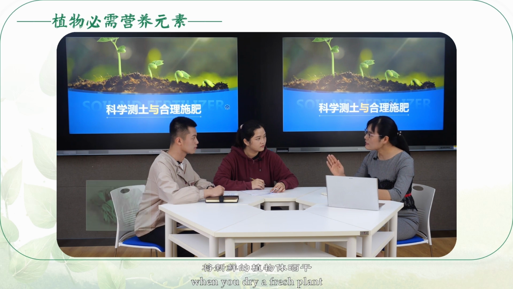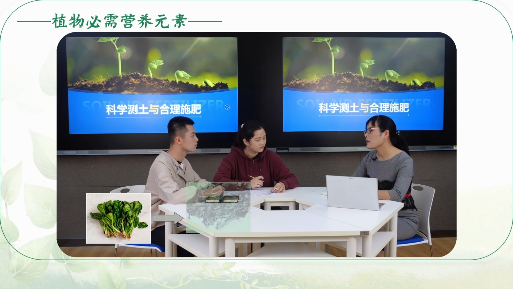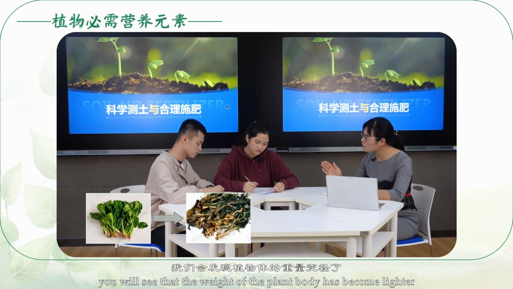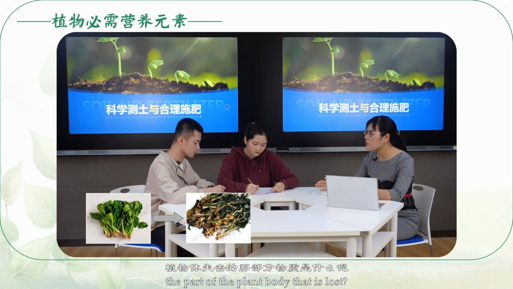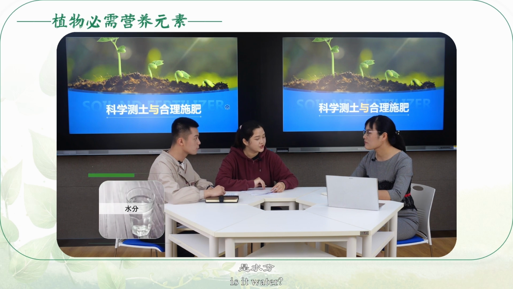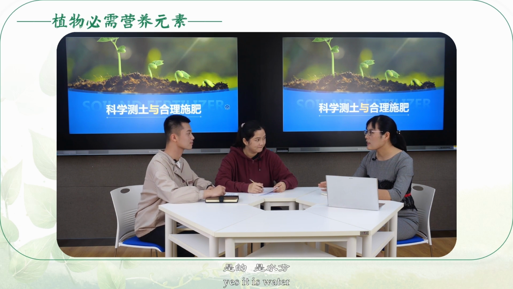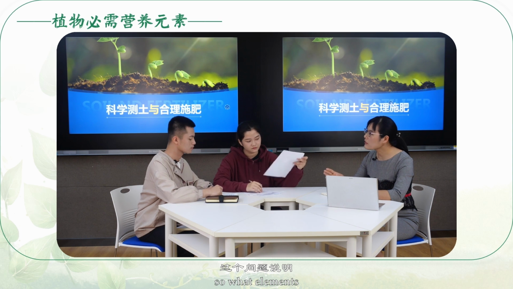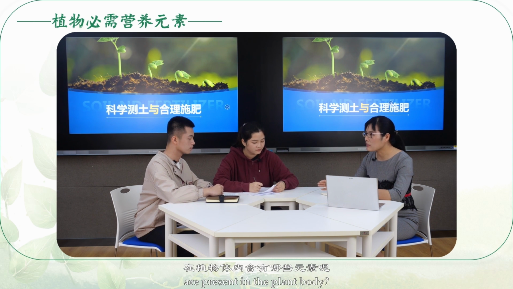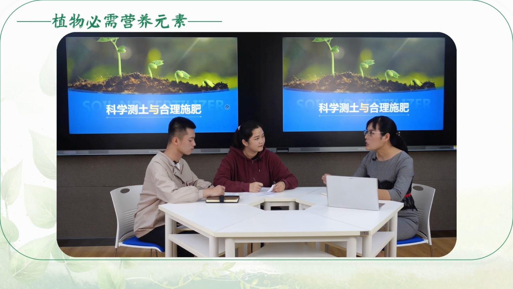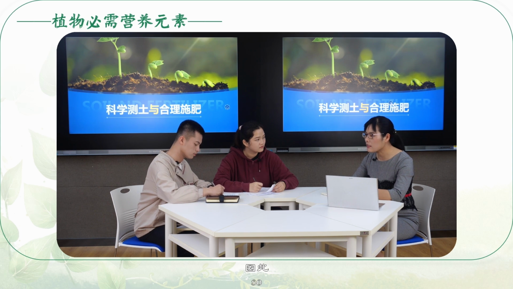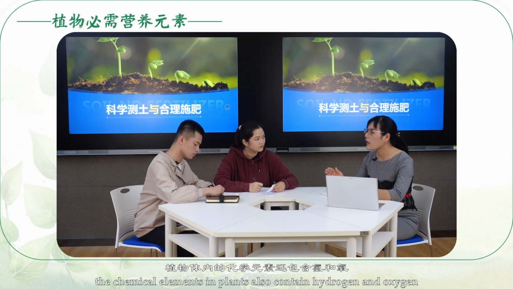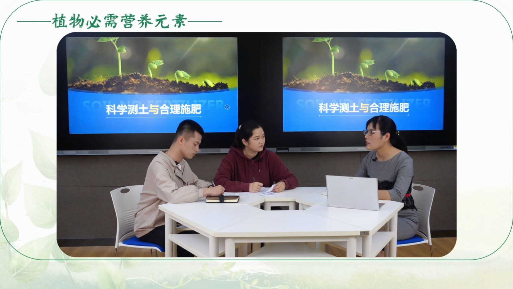Students, when you dry a fresh plant, you will see that the weight of the plant body has become lighter. What is the part of the body that is lost? Is it water? Yes, it is water. So what elements are present in the plant body? Hydrogen and oxygen. Yes, water is composed of two elements, hydrogen and oxygen. So the chemical elements in plants also contain hydrogen and oxygen.